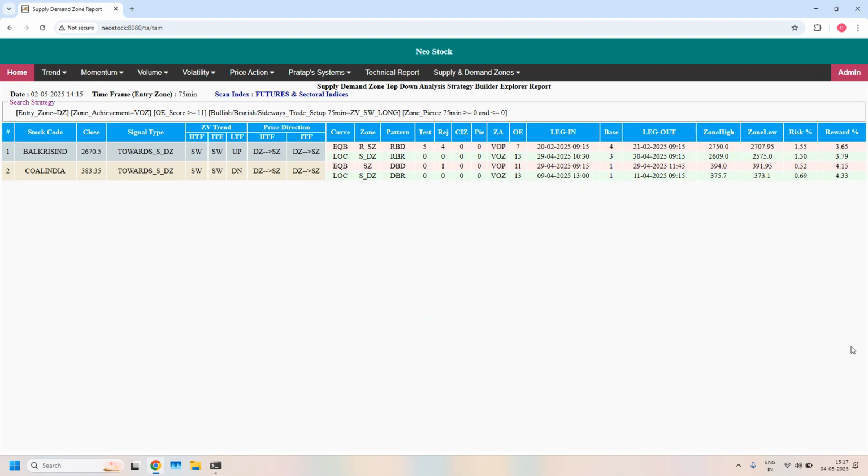Let's filter. We got two stocks. So these two are supporting sideways long trade setup. These two 75 minutes demand zones.